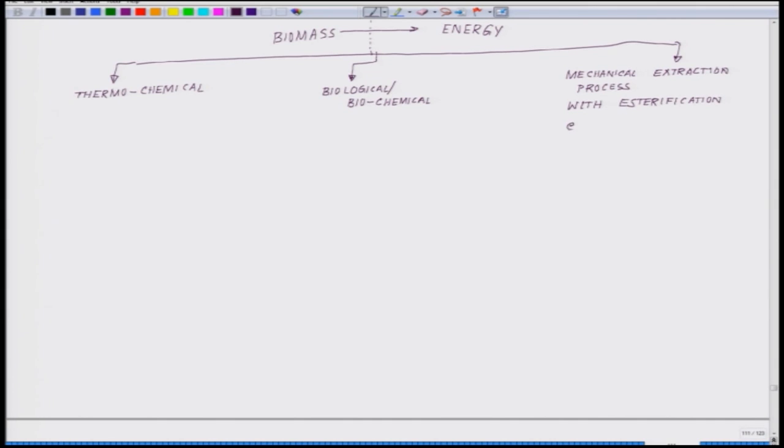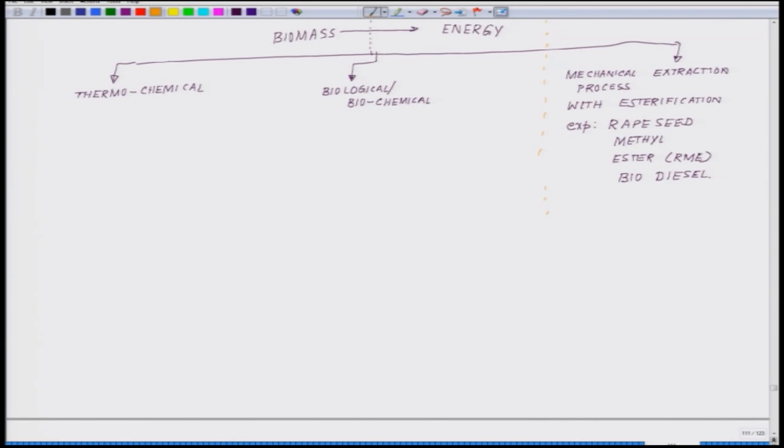One example I wanted to quote: rapeseed, since it is an oil seed, rapeseed methyl ester or RME biodiesel. So, there are other biodiesels also. This is just one example. Okay. We could talk about Jatropha and all those things, but at this stage, we are not dealing with this. We will talk later about it.